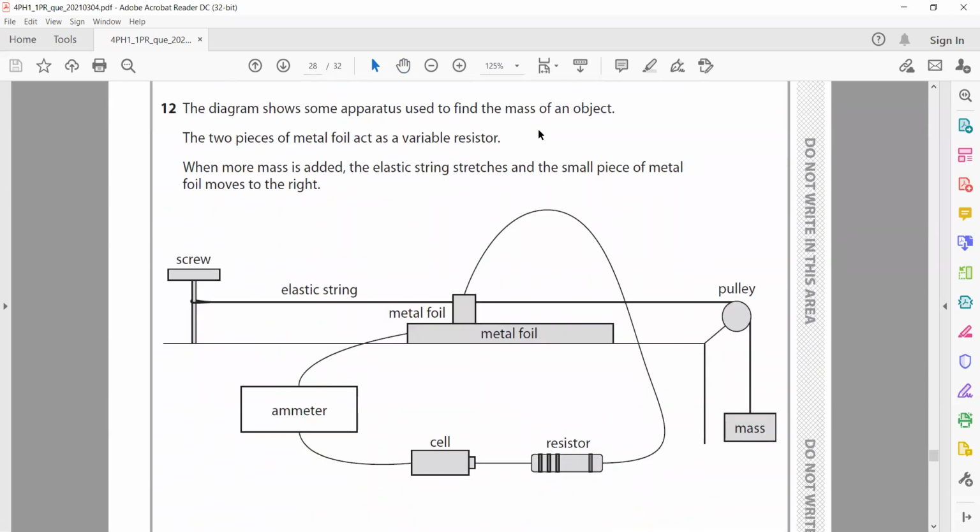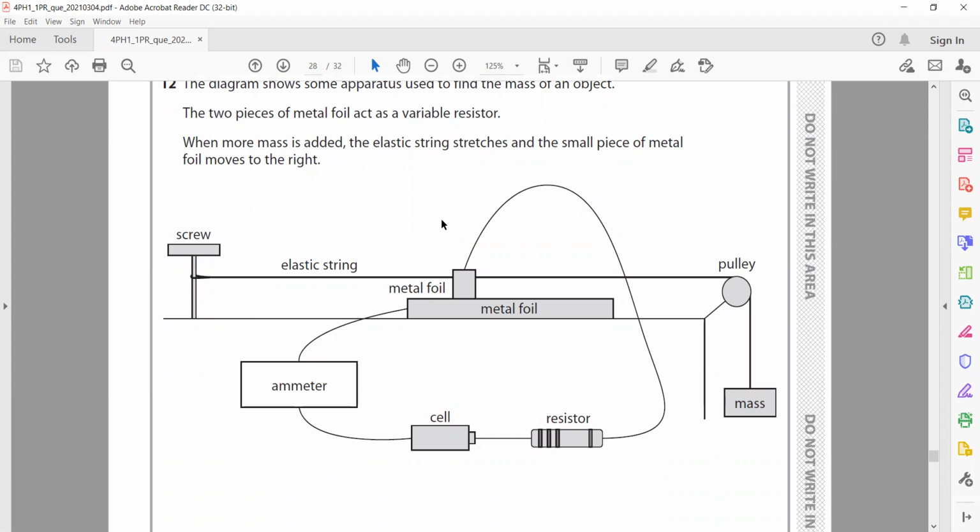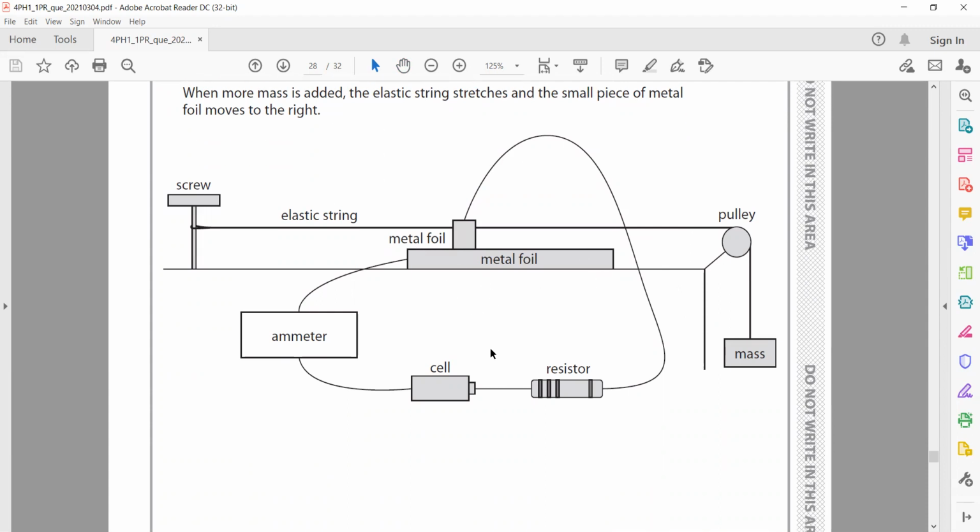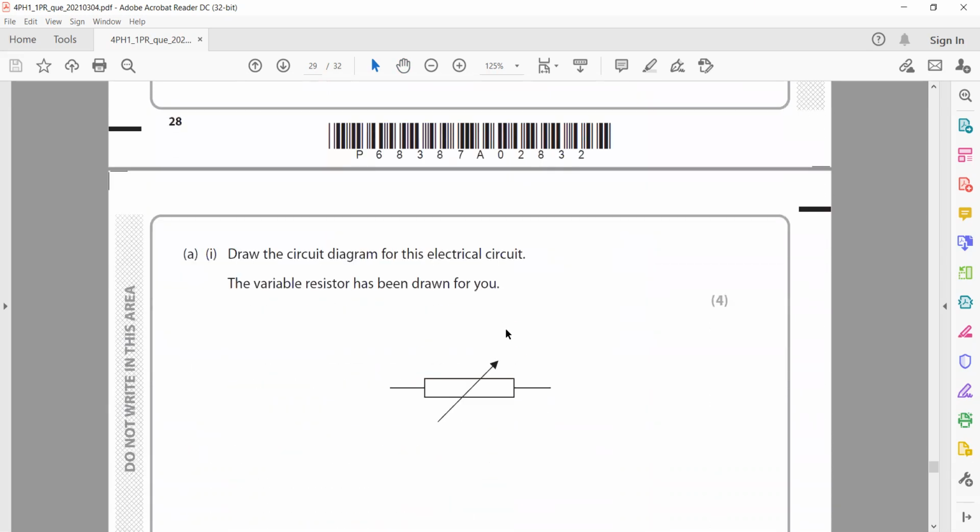Question 12. The diagram shows some apparatus used to find the mass of an object. Two pieces of metal foil act as a variable resistor. When more mass is added, the elastic string stretches. So this elastic string is stretched and the small piece of metal foil moves to the right. So it will move towards the right and it changes the resistance, the length of wire used.